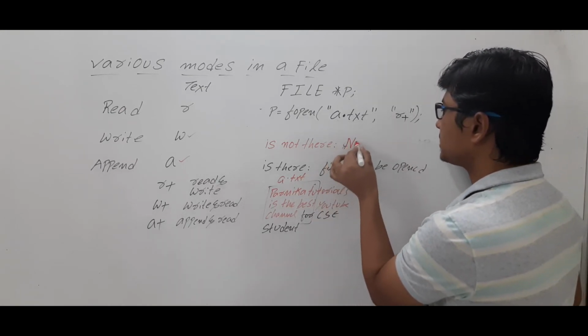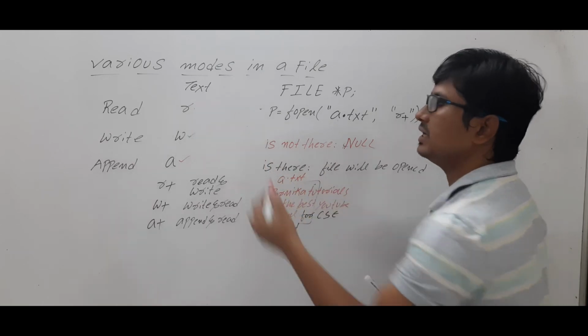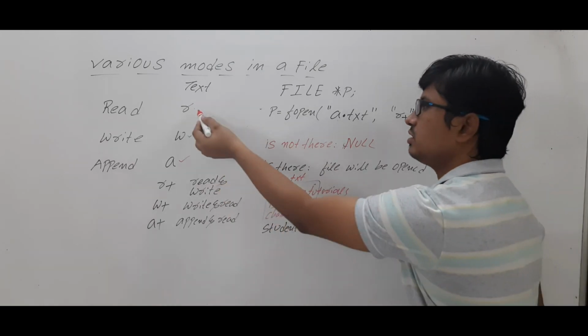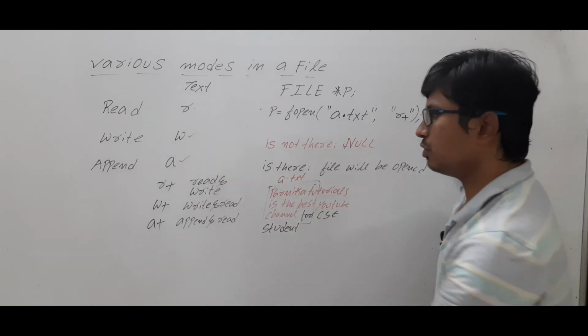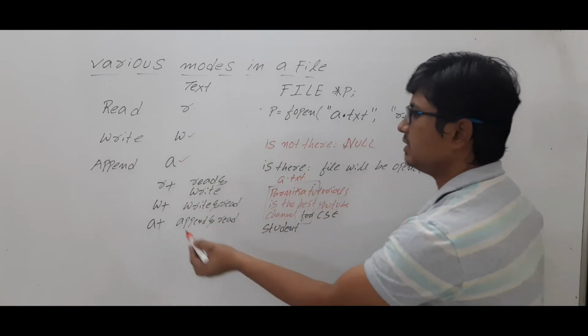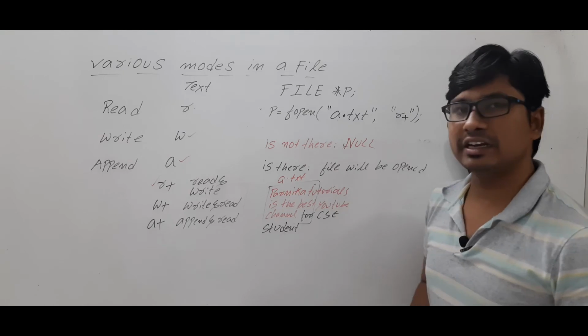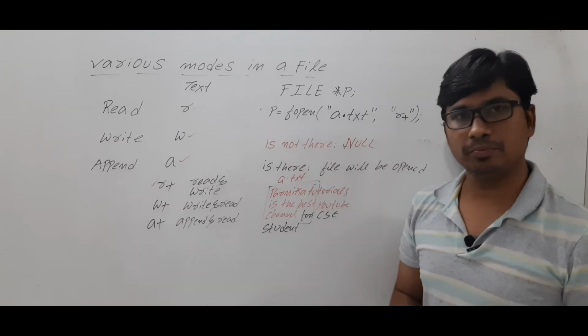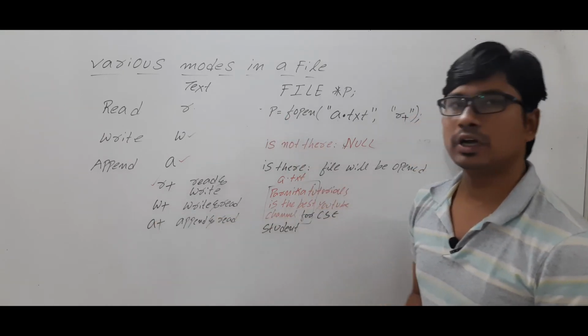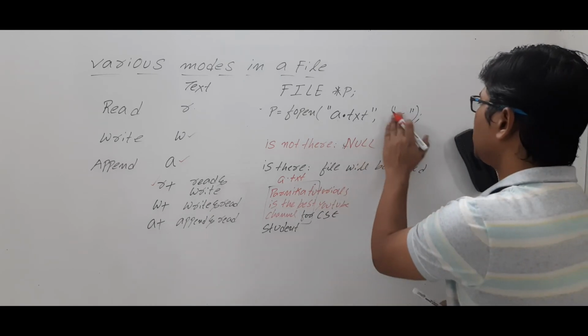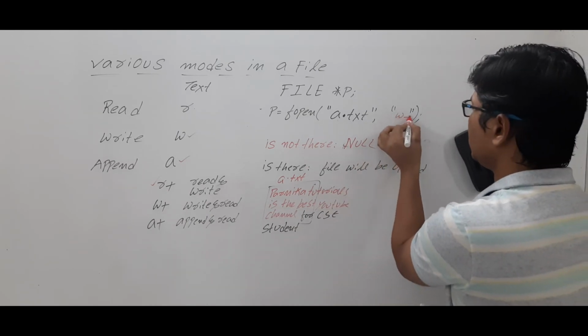Are you able to understand? Same as in the read mode. In the read mode also, if the file is not there, then it will return a null value to the pointer p. Similarly, R plus also, if the file is not there, will return a null value to the pointer p. Now let me talk about the W plus mode, which is write and read.